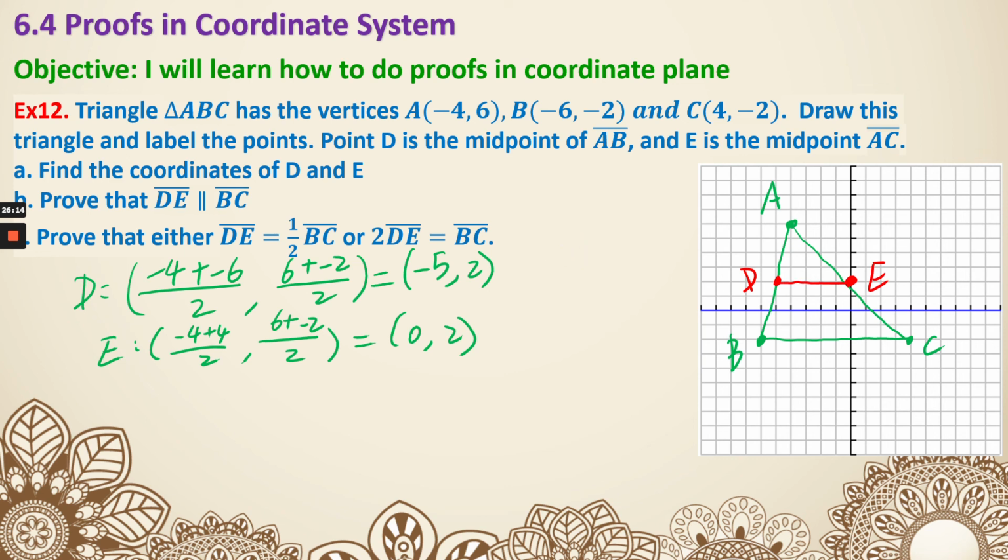Next, you're trying to prove DE and BC are actually parallel. Whenever we want to prove parallel, we're going to use the slope. So for part B, I need to find the slope of DE, which clearly is 0. The slope of BC is also 0, and that means they're the same. So the slope of DE is the same as the slope of BC. So parallel.